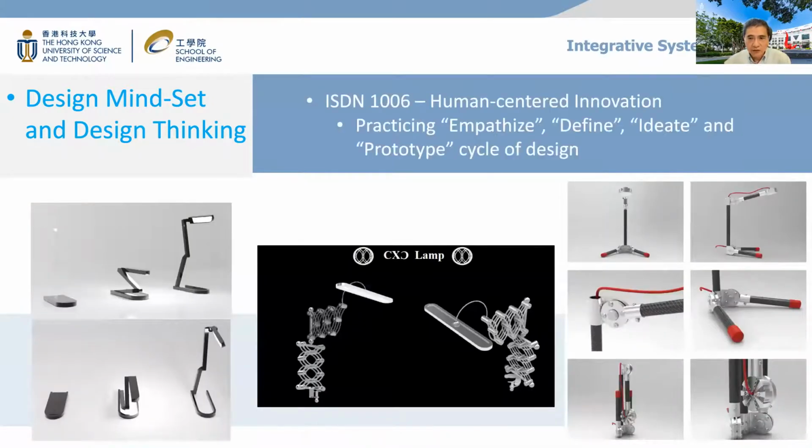The other course is what we call Human-Centered Innovation. It looks from the human angle at how to design a product or system to serve human needs. We practice the empathize, define, ideate, and prototype cycle. One course uses the example of designing a lamp for a certain type of user. The students need to design the lamp, build a prototype, and come up with the real lamp during the course.